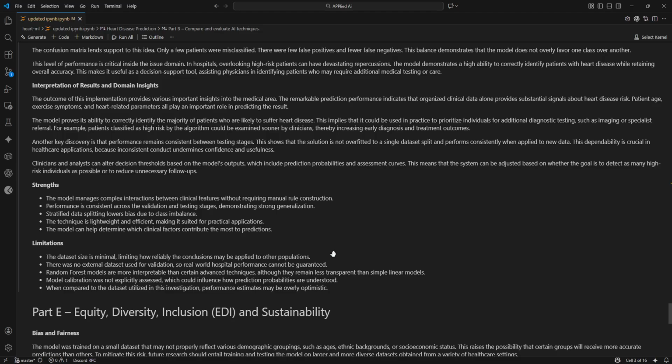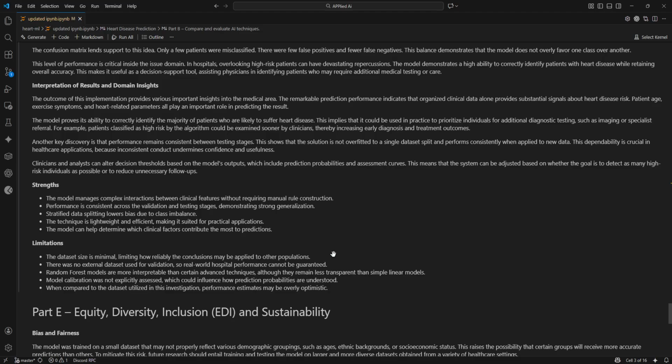The results also remain consistent across training, validation, and testing, which suggests the model generalized well and does not simply memorize the data. The main strengths of this implementation are reliability, strong predictive performance, and the use of data that is already available in a hospital setting. However, there are also limitations.